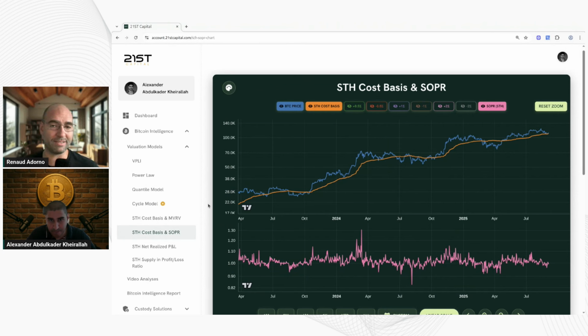Fantastic. So, guys, a lot of stuff, lots of tools that you're able to use. Not only those, but all of our power law, VPLI, psycho model. So it's just getting better and better. So you have a whole toolbox in order to understand Bitcoin.